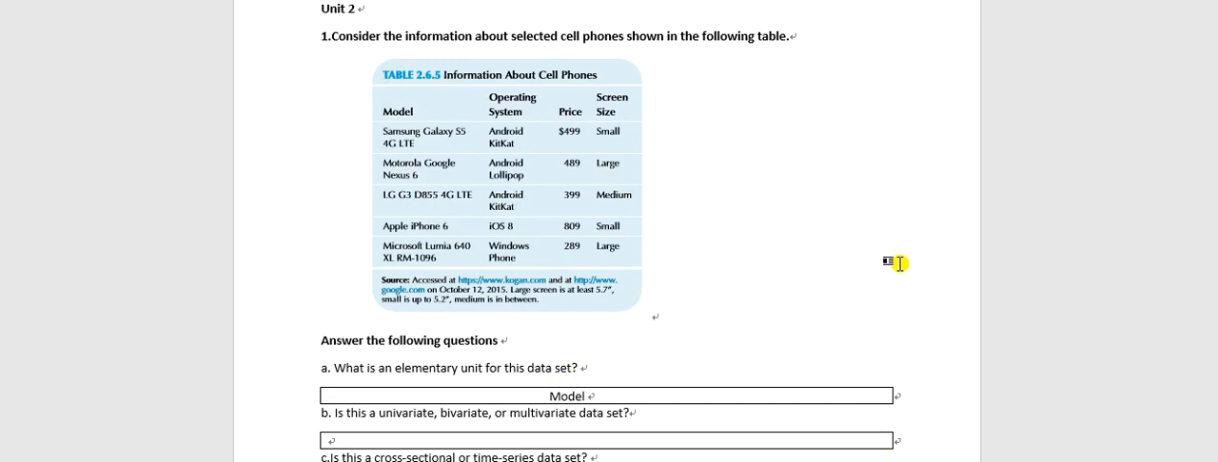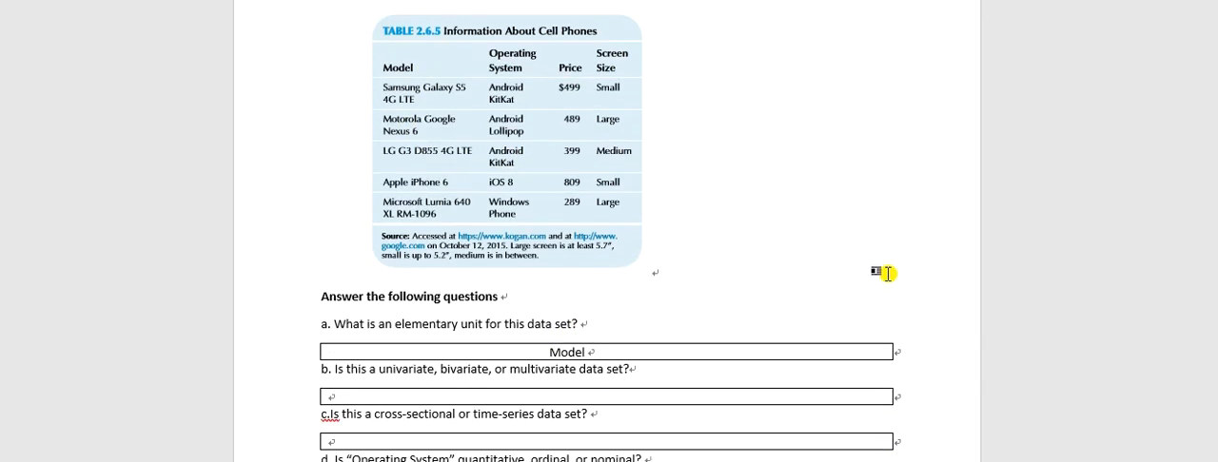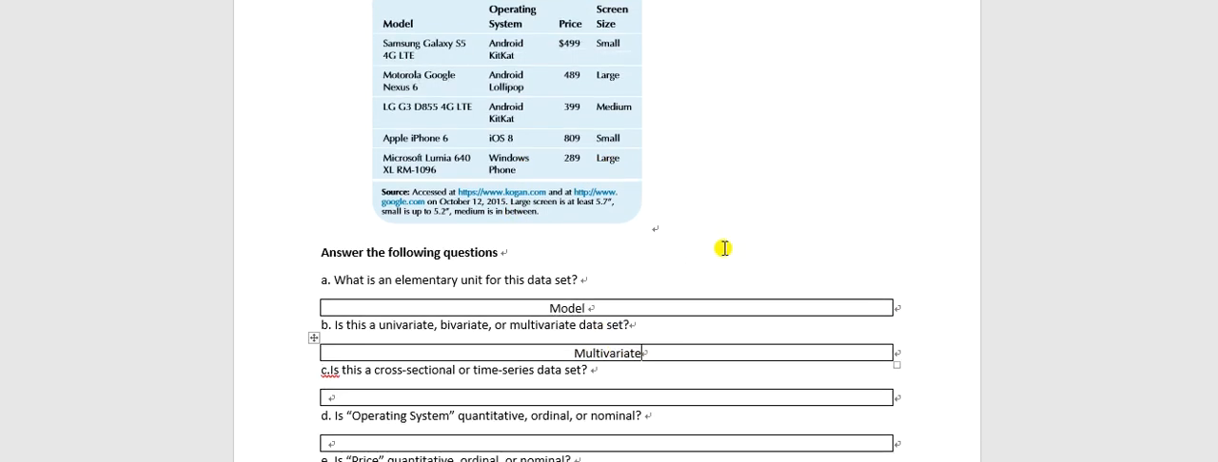Then we have, is this univariate, bivariate, or multivariate? So we're going to count the variables: 1, 2, 3. That means it is multivariate. Someone answered in your own home. Multivariate. Very good.